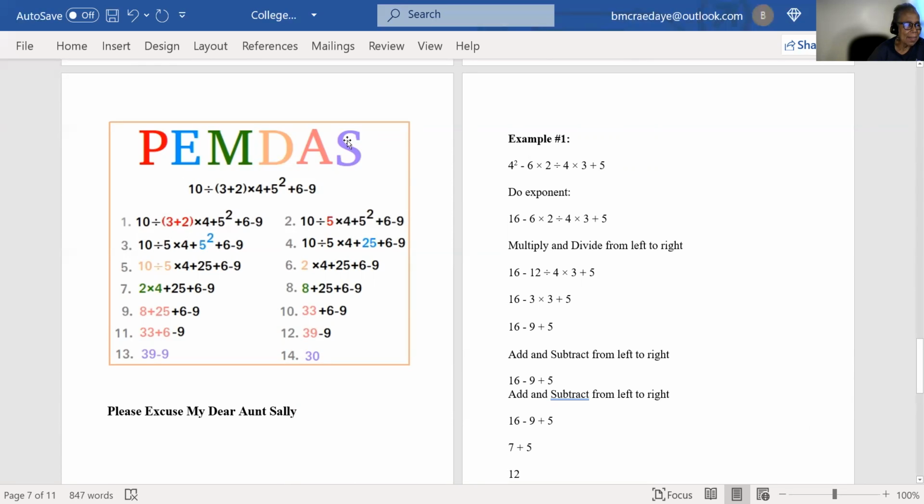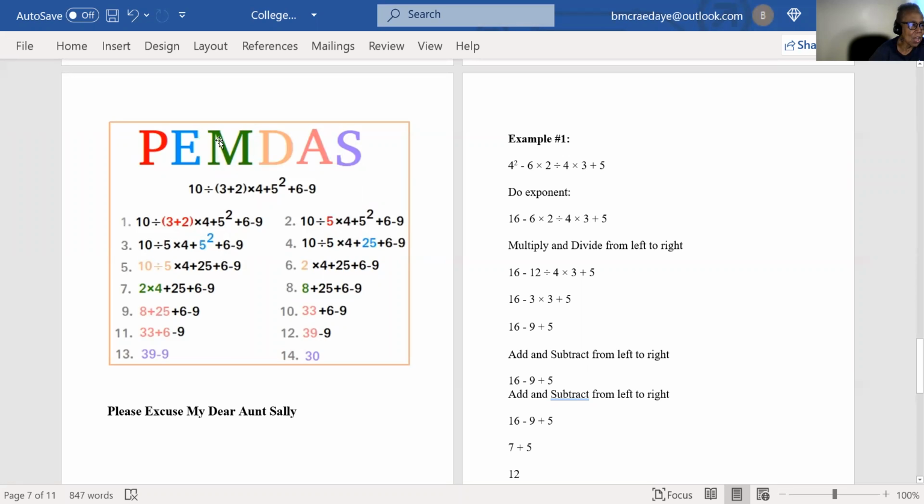Now, what is next? The blue exponent. What is the exponent? That 2, 5 raised to the 2nd power. So you do that one next, right here. 5 to the 2nd power means 5 times 5. And what does that give you? 25. So now your expression is 10 divided by 5 times 4 plus 25 plus 6 minus 9. Now, what is the next one? The next operation is multiplication.